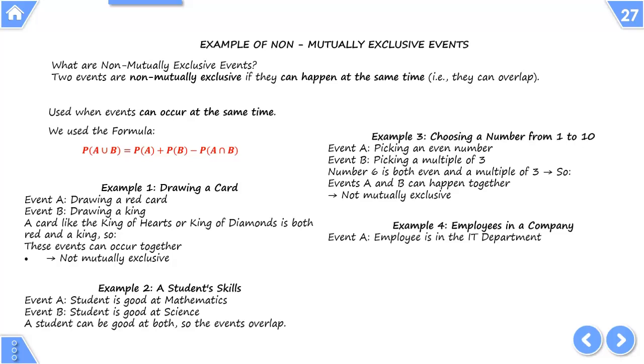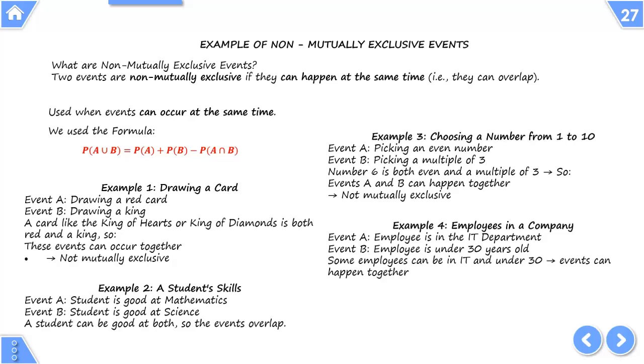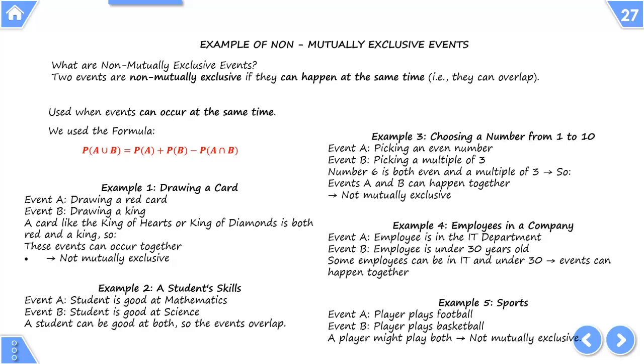Look at an employee of a company. You choose someone from the IT department, and you choose someone who is under 30 years old. You can have someone who is in IT and still under 30. Because of that, it's not mutually exclusive. I think the examples are ample for you to understand. Football, basketball: a student might play both, and it's non-mutually exclusive.